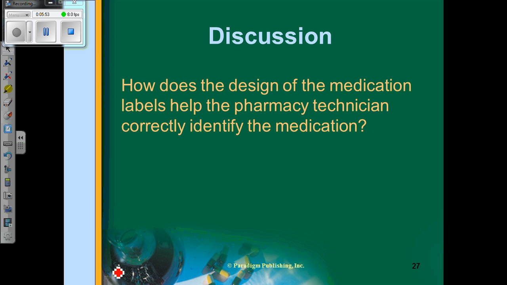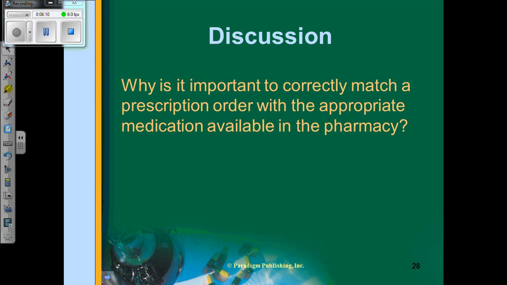So how does the design of the medication labels help the pharmacy technician correctly identify the medication? Just like I mentioned earlier, the different labels may have different colors to help distinguish the unique information. Why is it important to correctly match a prescription order with the appropriate medication available in the pharmacy? This is pretty obvious: to prevent errors of giving the wrong dosage or strength of the medication. So you always want to check those NDC numbers. It's very, very important.